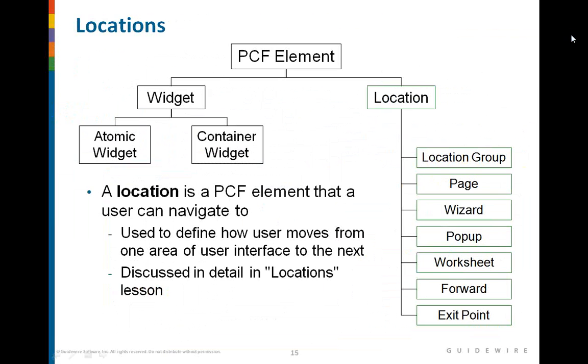And coming to the locations, this is the other section. We have seen the displayable widgets. So the displayable elements are categorized into two types: atomic widgets and container widgets. Now we will see the navigational elements, which come under the location element. There are different types of locations: location view, base, wizard, pop-up, worksheet, forward, exit point. I will explain each of them here.